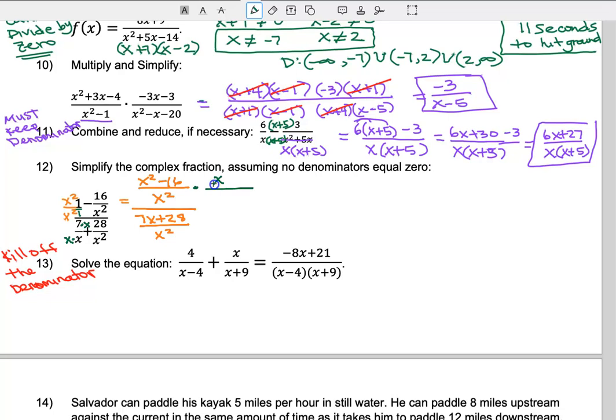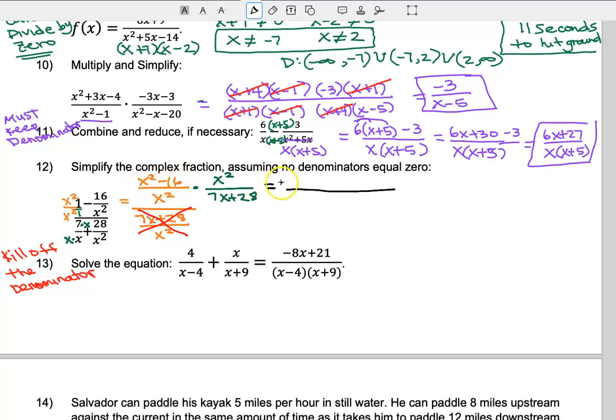So x squared is on the top and 7x plus 28 is on the bottom. And by flipping that upstairs, this is gone now, so let me just cross that out. So we're just working with this up here. Now let's get everything factored that we can factor here.